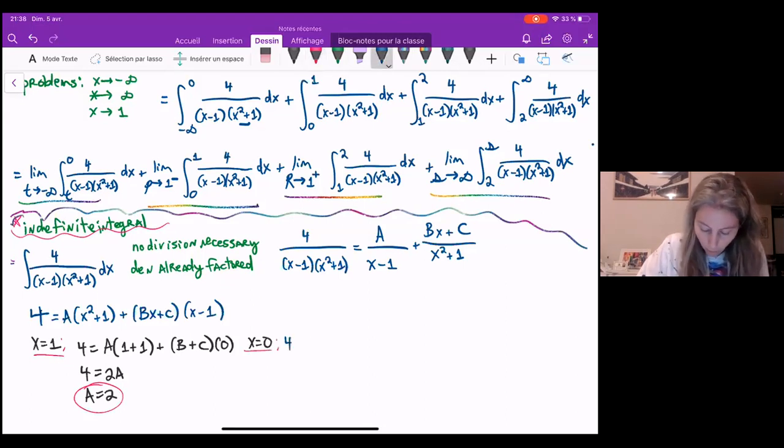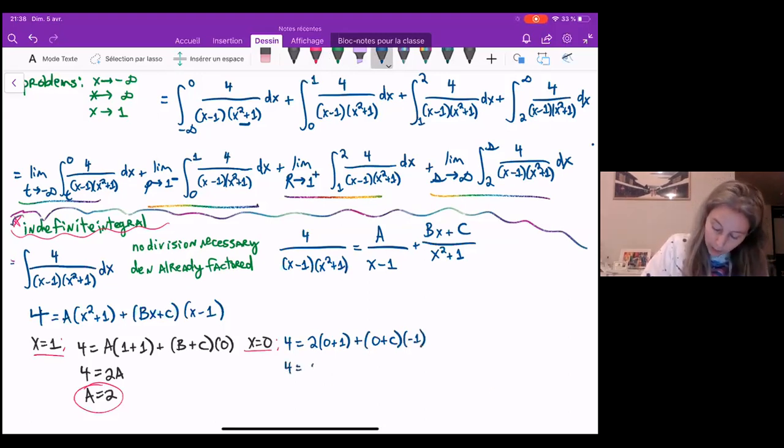To give me that 4 is equal to, instead of a, I'm going to write 2. 0 plus 1 plus 0 plus c times 0 minus 1, that's minus 1. So this gives me 4 is equal to 2 minus c. c is equal to negative 2.